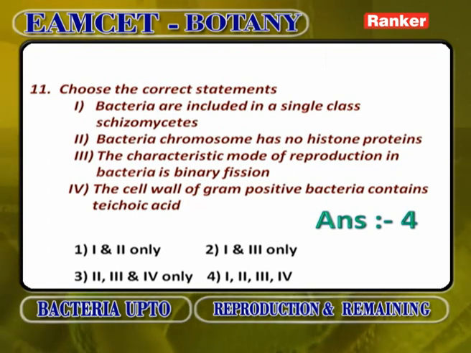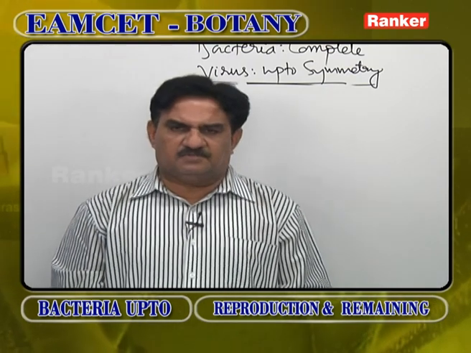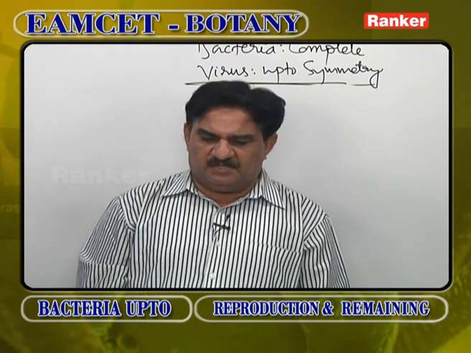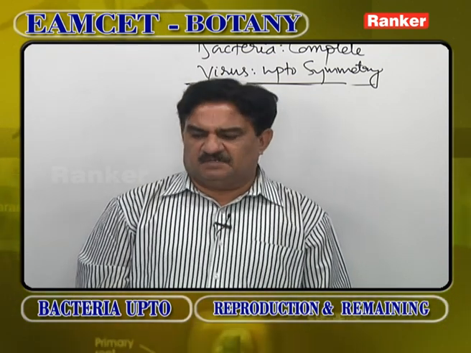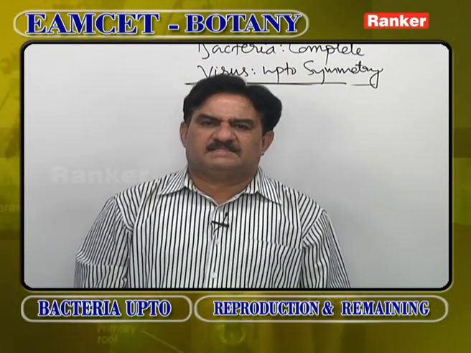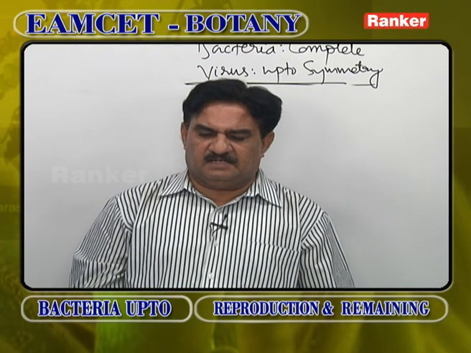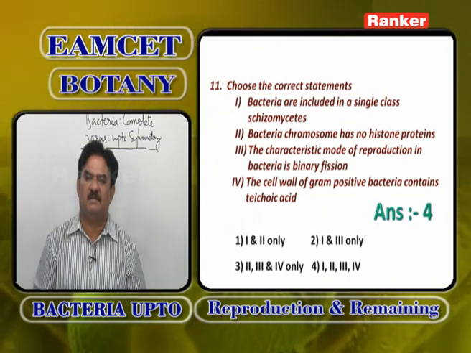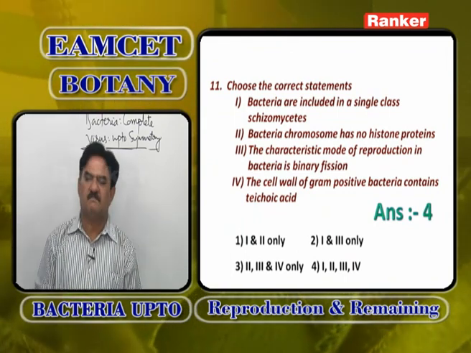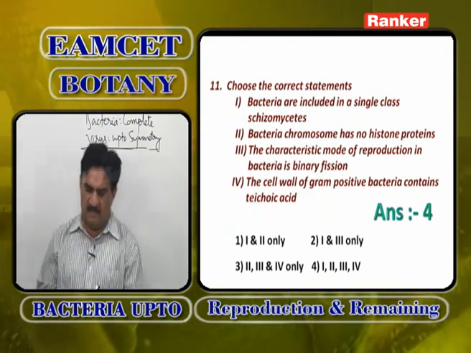Bacterial chromosomes have no histone proteins. So, this is also correct. The bacterial chromosome is circular and does not show any histone proteins. The characteristic mode of reproduction in bacteria is binary fission. So, the most common method of reproduction in bacteria is binary fission. The cell wall of gram-positive bacteria contains teichoic acid.